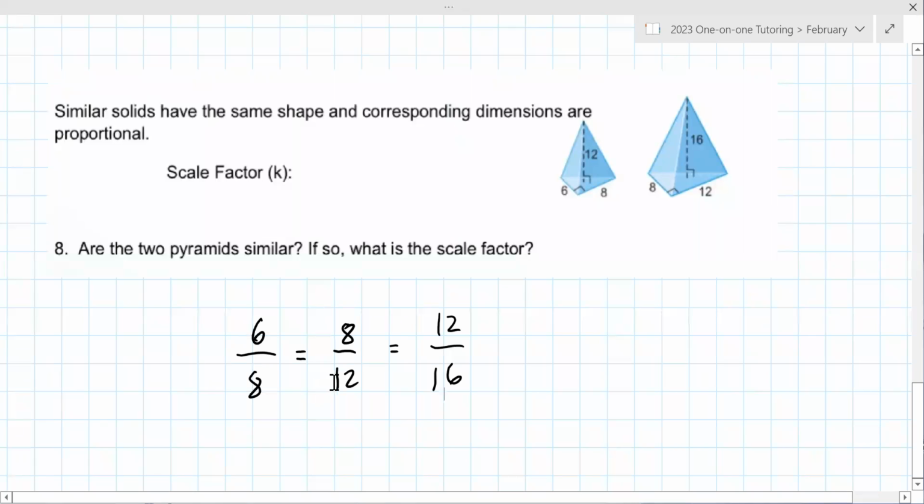Oh, okay. So I need to reduce all those and see if they're equal. Yes. So 6 to 8 would be 3/4, and then 8/12 cannot be reduced to 3/4. It would have to be 2/3, and 12/16 would be 3/4. So 2/3 makes it not similar. That's right. So are the pyramids similar? The answer is no.